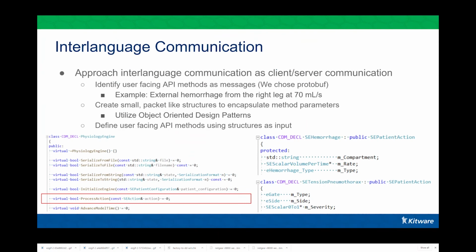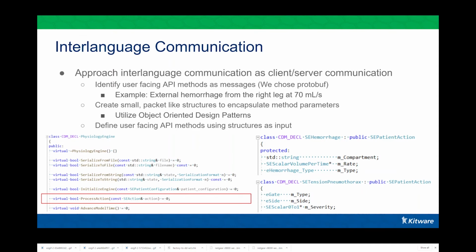So our front-facing API methods are written to take structures, and we implement our structures in Protobuf. You can see some simple structures like hemorrhage and pneumothorax. And we utilize an object-oriented design pattern, such as the process action function can take any action, so it's inheritance. Again, this really simplifies our front-facing API and makes it structure-based rather than a lot of API methods for individual things.